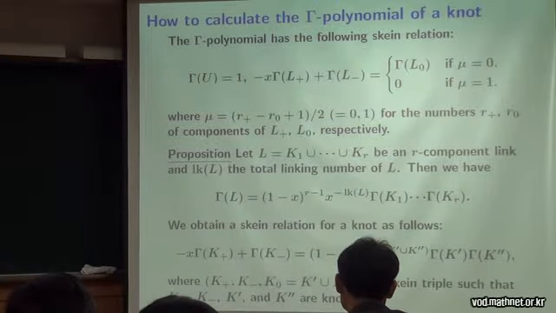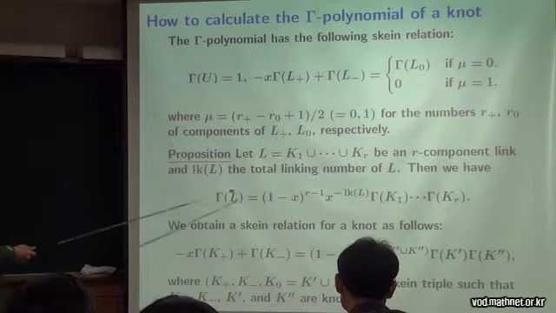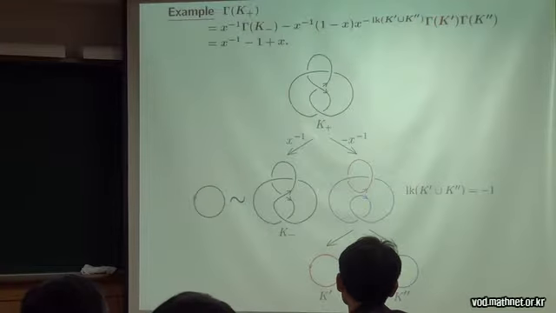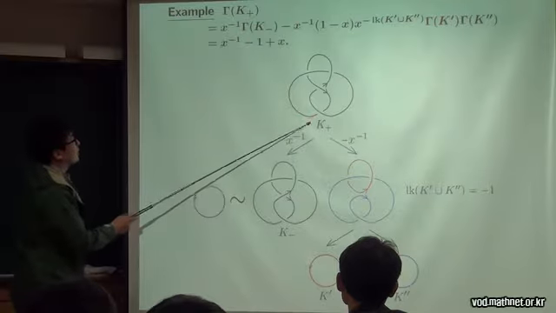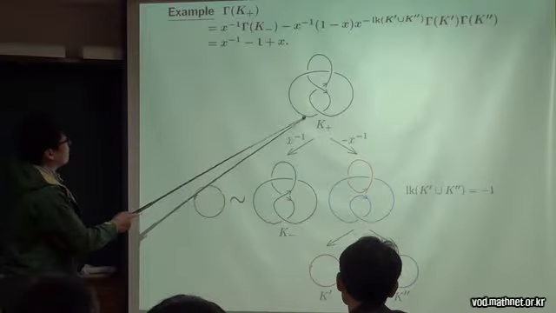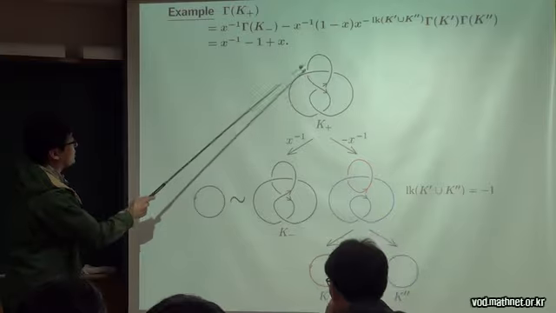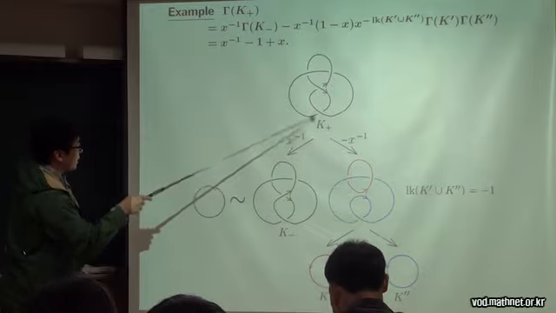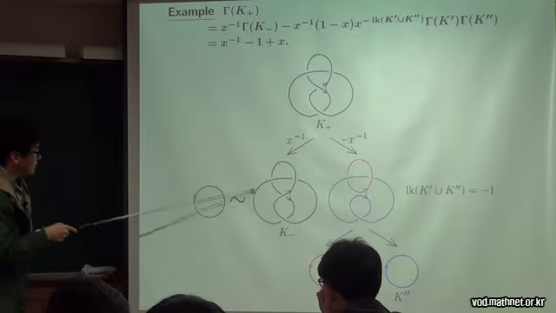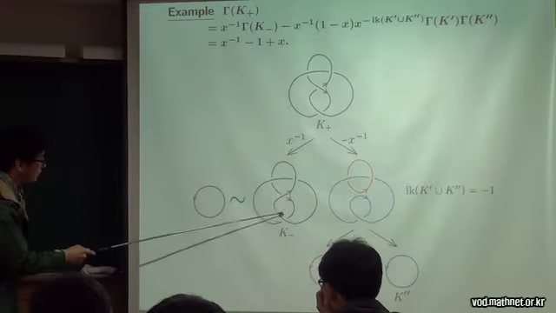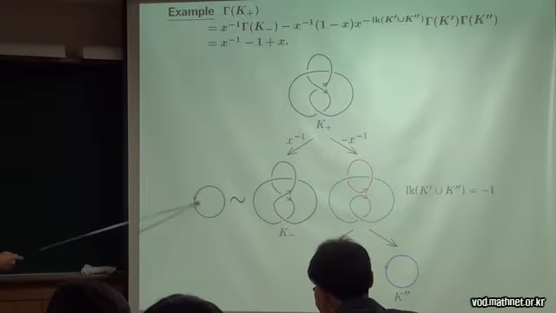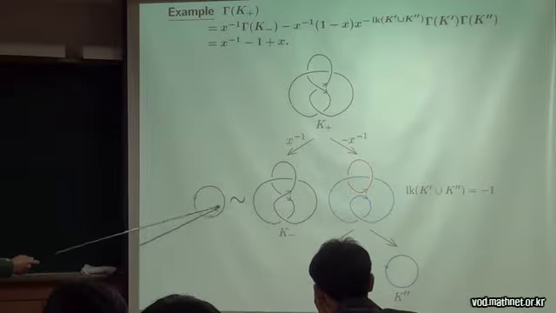So it is very easy to calculate the gamma polynomial. For example, we can calculate the gamma polynomial of the figure 8 knot. This is the figure 8 knot. By applying the scaling relation at this crossing, by crossing change, we obtain this K minus, but this K minus is equivalent to the trivial knot. The gamma polynomial of the trivial knot is equal to 1, so this is okay.